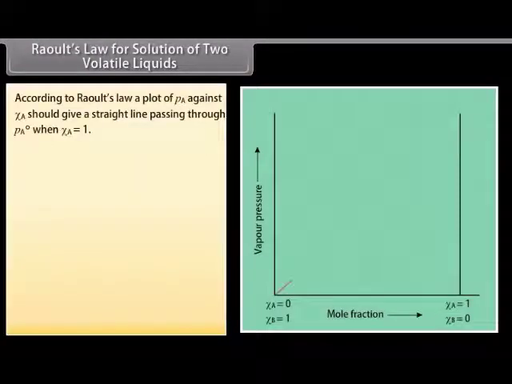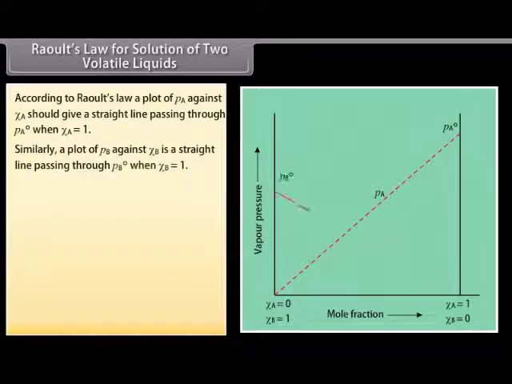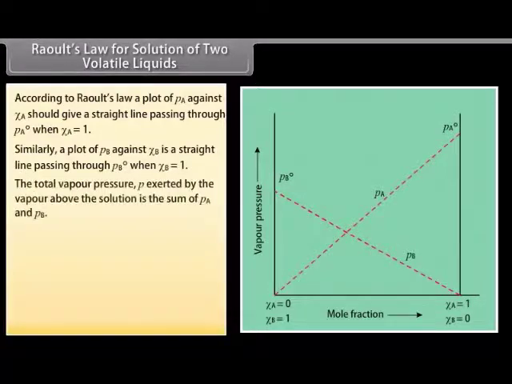According to Raoult's law, a plot of PA against XA should give a straight line passing through P°A when XA is equal to 1. Similarly, a plot of PB against XB is a straight line passing through P°B when XB is equal to 1. The total vapor pressure P exerted by the vapor above the solution is the sum of PA and PB. P = PA + PB.